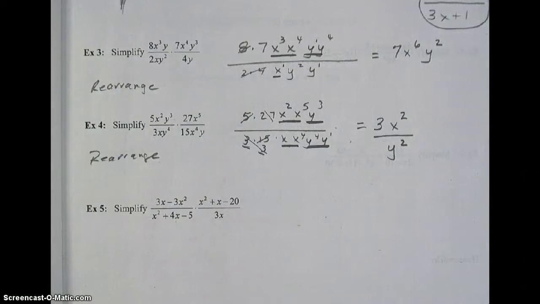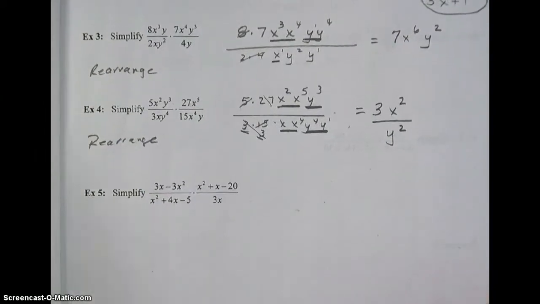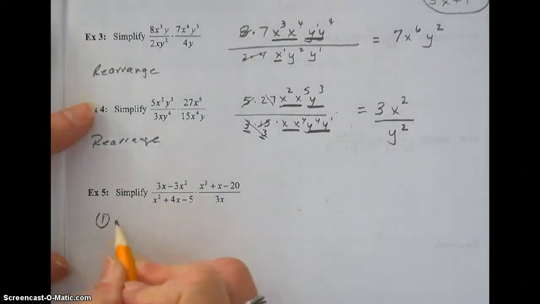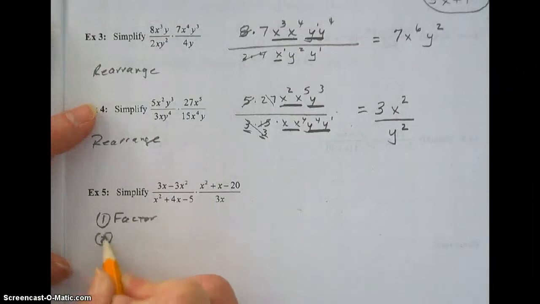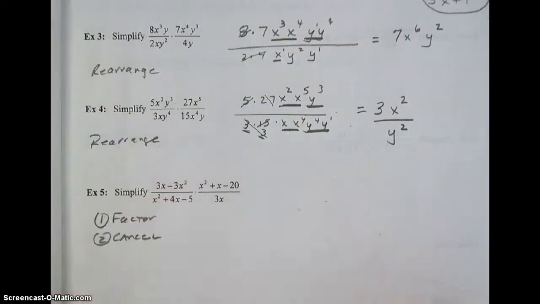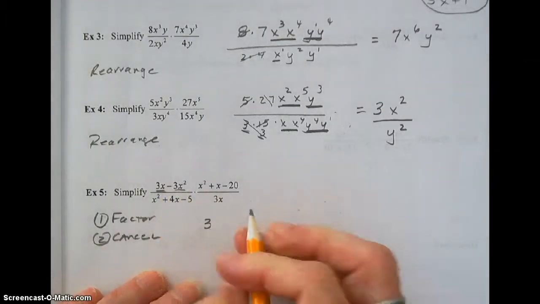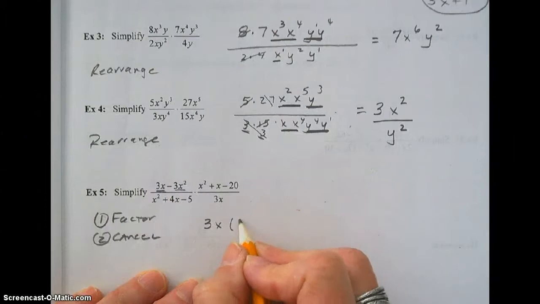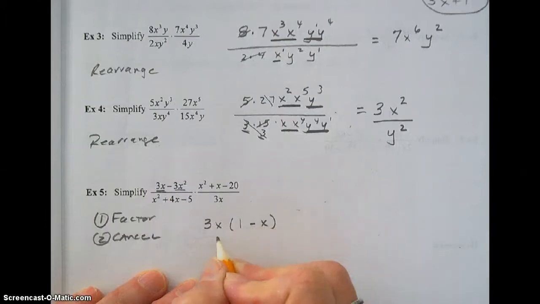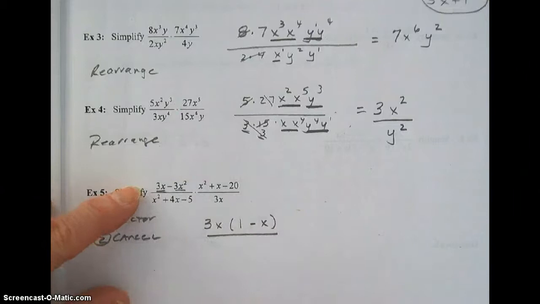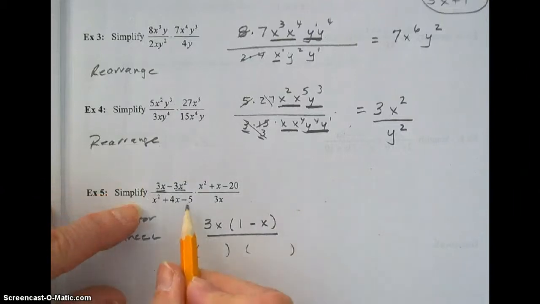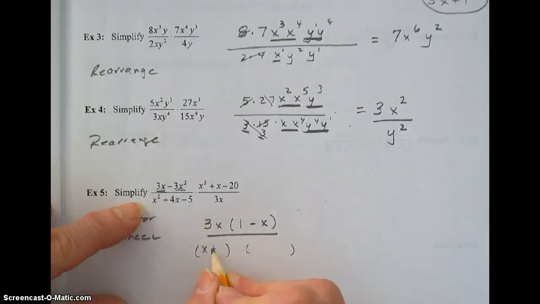So I added example 5 because now example 5 is different than 3 and 4. So we've got to go back to the rules for 1 and 2, which are what? First you have to factor, then you can cancel. So let's factor part 1. They both have a 3 and an x common. So we'd have a 1 minus x for this factor. What are the factors of minus 5 that add up to a plus 4? That would be a plus 5 and a minus 1.